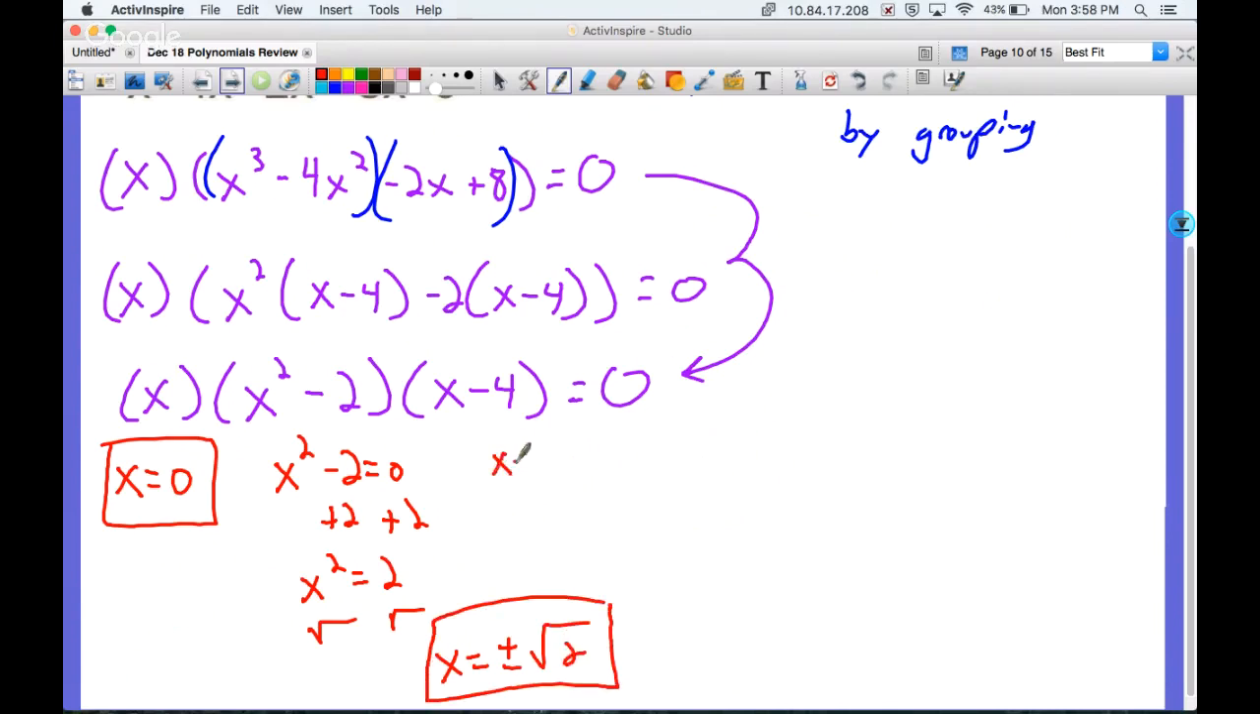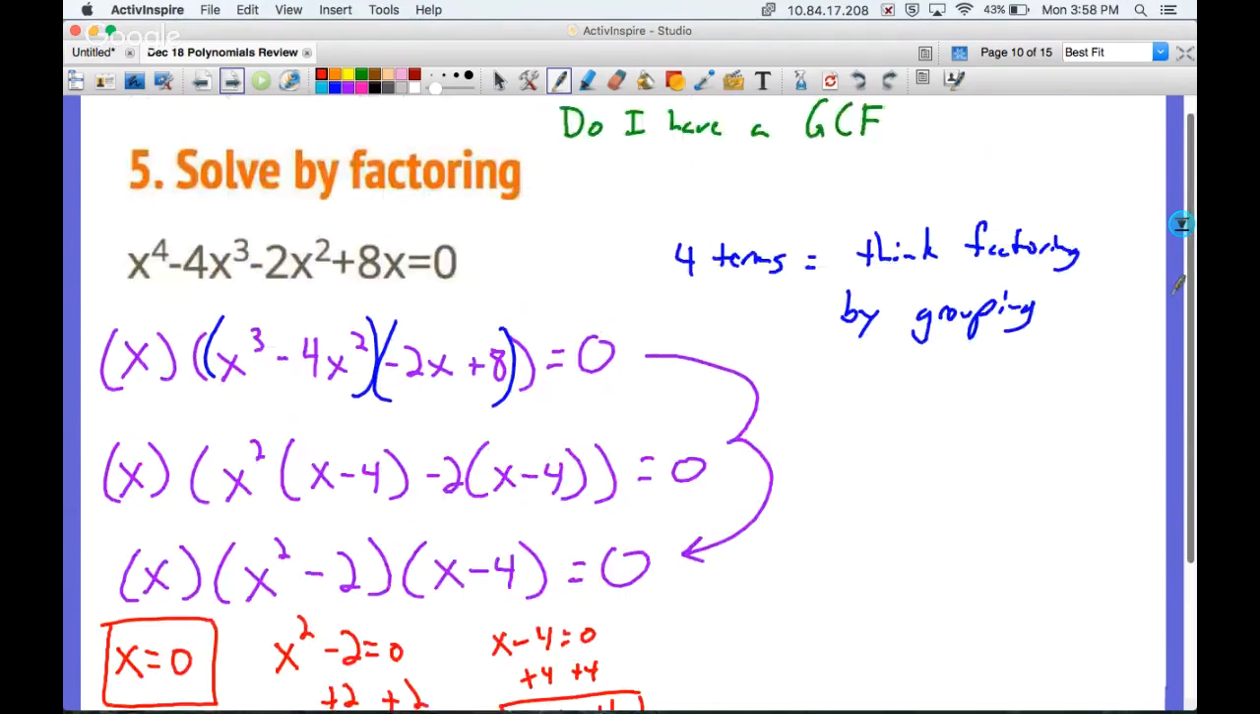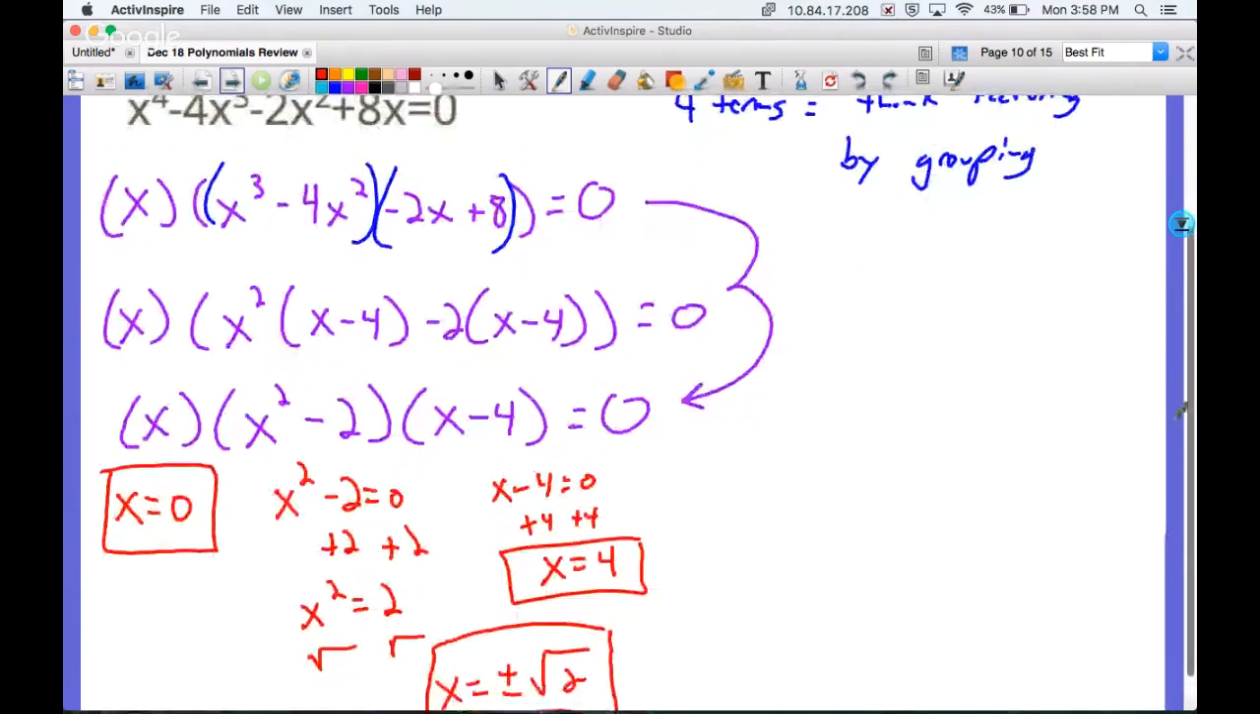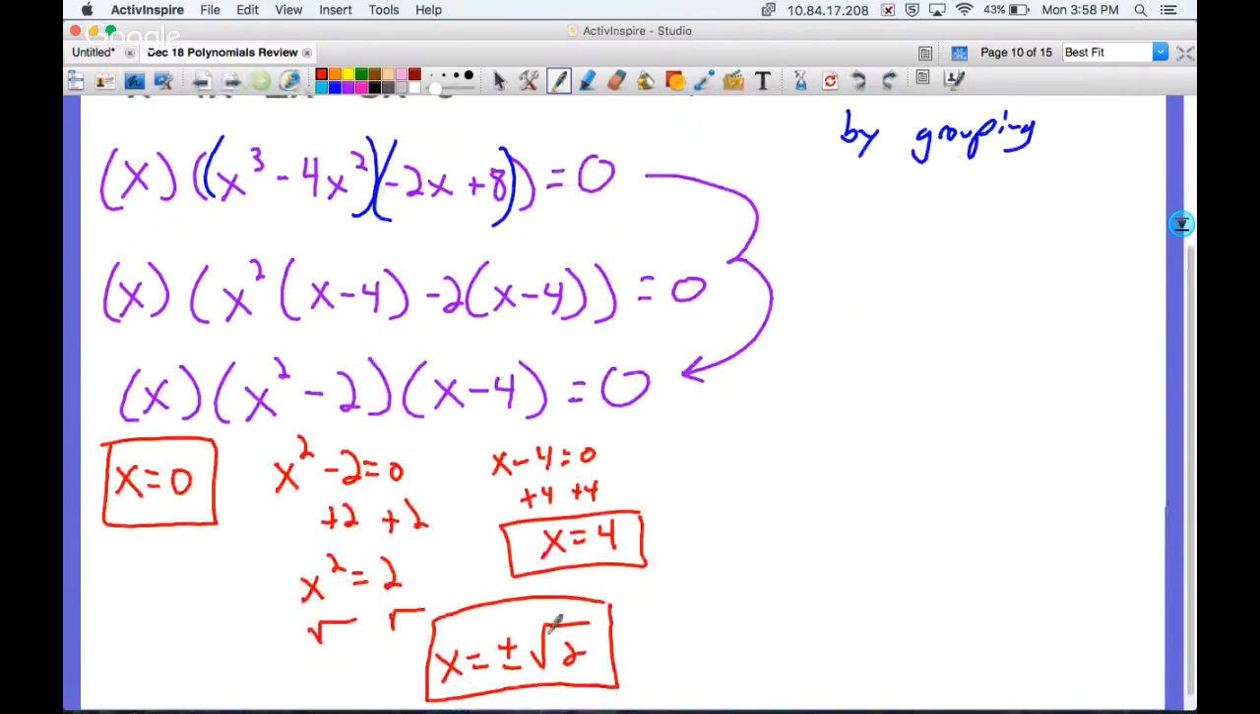And our last one, x minus 4 equals 0. I add 4 to both sides, and we get x equals 4. All right, and there's all of our roots. There's 4 of them. The fundamental theorem of algebra predicts a 4th degree polynomial should have 4 roots. Plus or minus counts as 2.